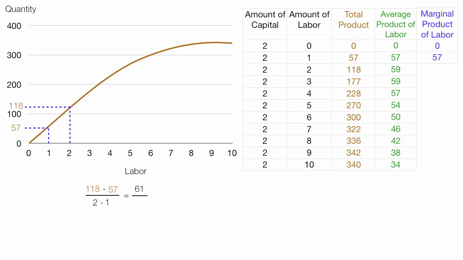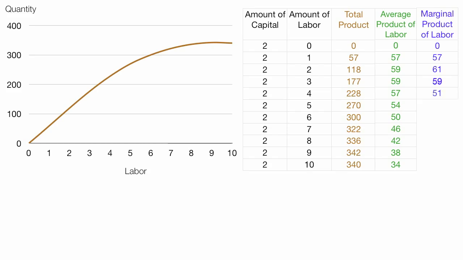This is equal to 61 divided by 1, and this equates to 61, of course. And this is my marginal product of labor, moving from 1 to 2 units of labor. So I took 118 minus 57 and divided that by 2 minus 1, and that gave me 61. Let's imagine now I want to calculate marginal product of labor at 3 labor units. So I take 177 minus 118 and divide that by 3 minus 2. This is equal to 59 divided by 1, which is equal to 59. So the marginal product of labor moving from 2 to 3 labor units is 59.